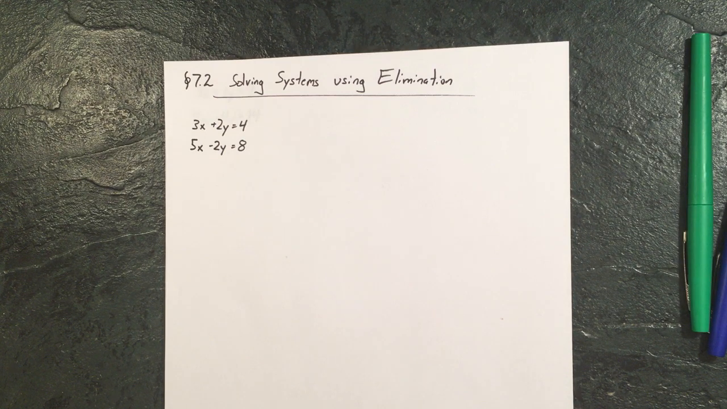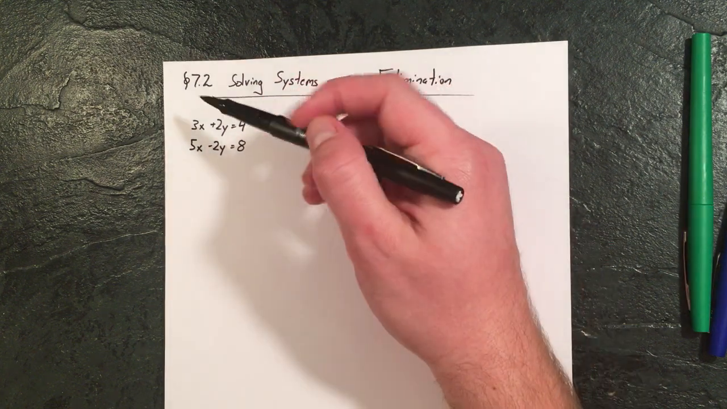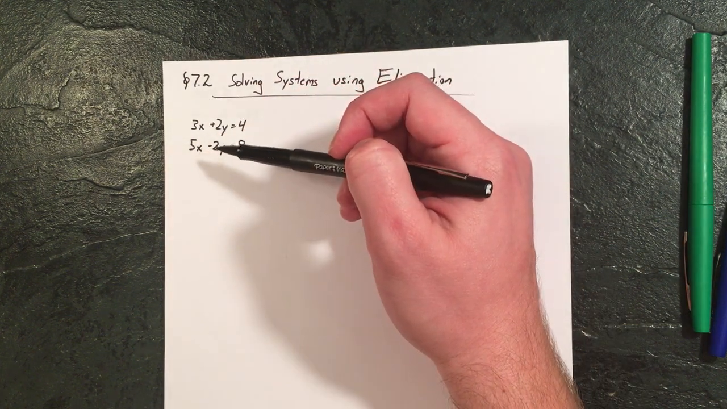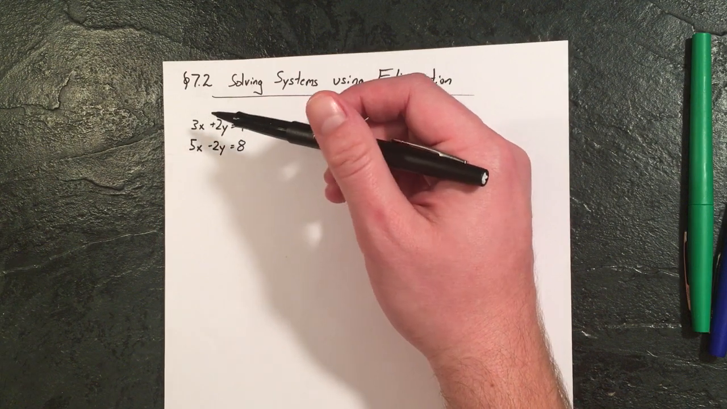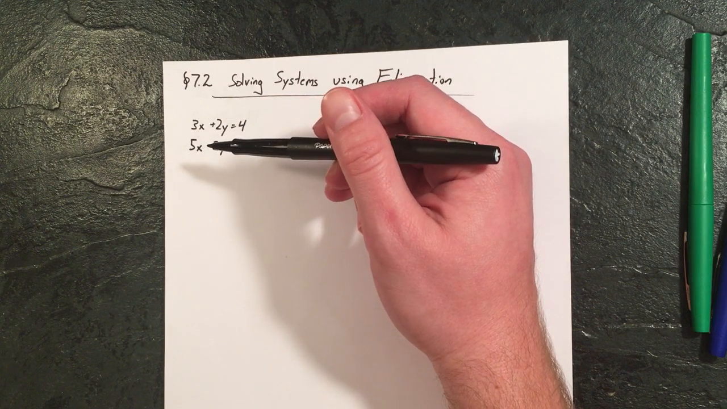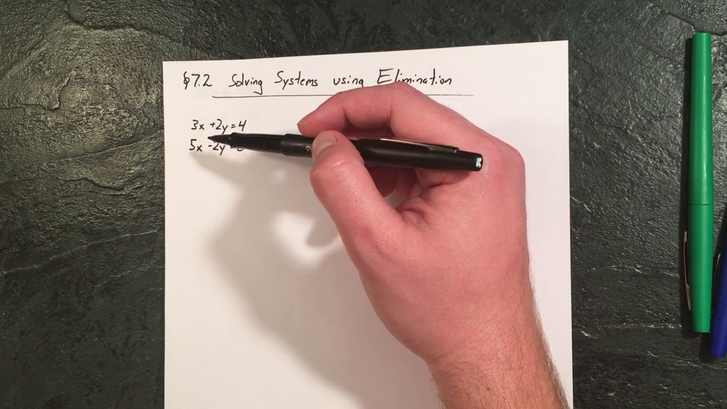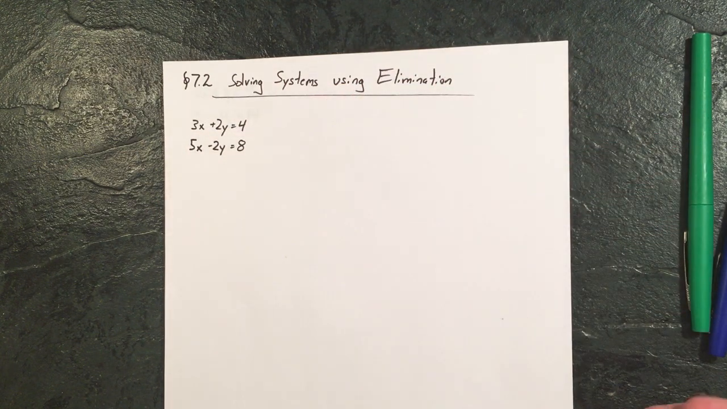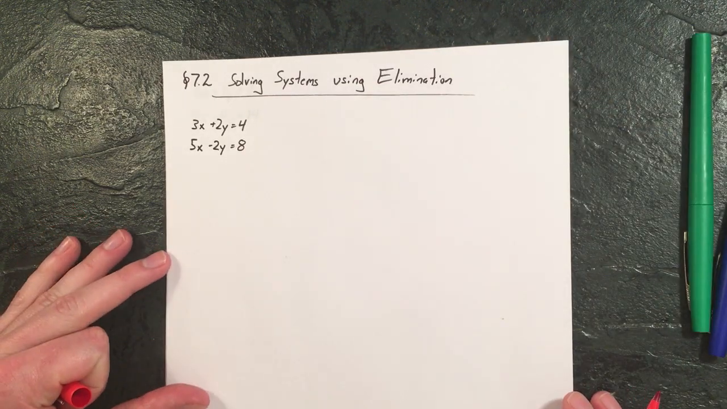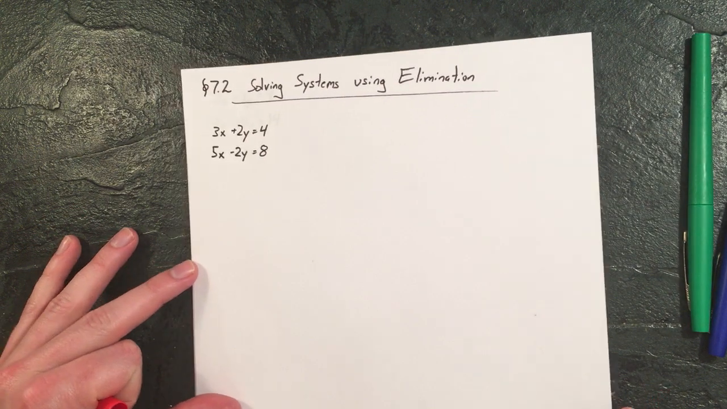So we're still solving systems of equations. This time we're using the elimination method instead of the substitution like we were doing last week. With elimination, we have our variables x and y, and we'd like to get rid of one of them by combining the two equations so that one goes away because it adds up to 0. Like in this first one, 3x plus 2y equals 4, and 5x minus 2y equals 8.